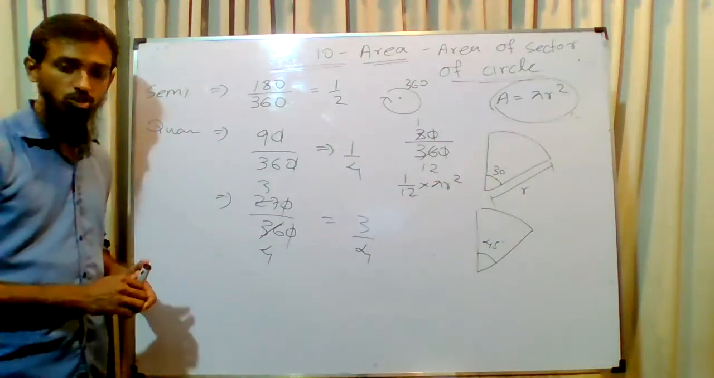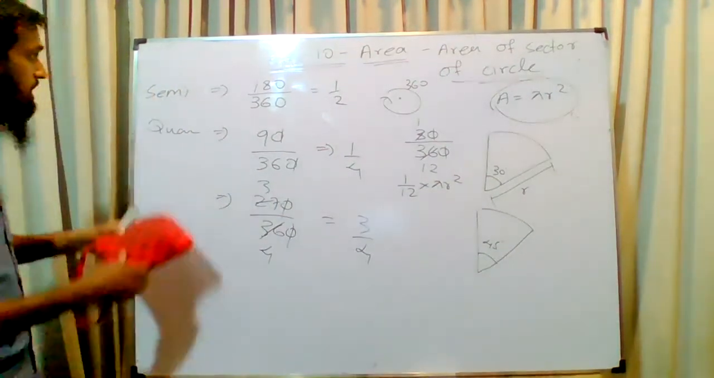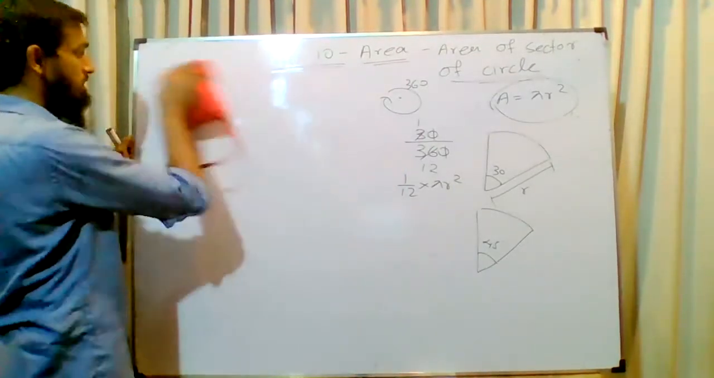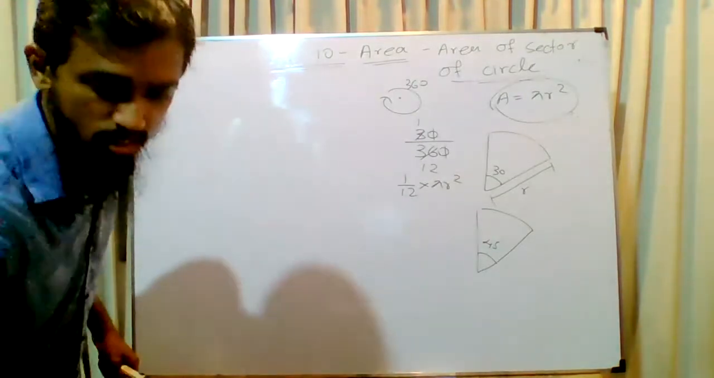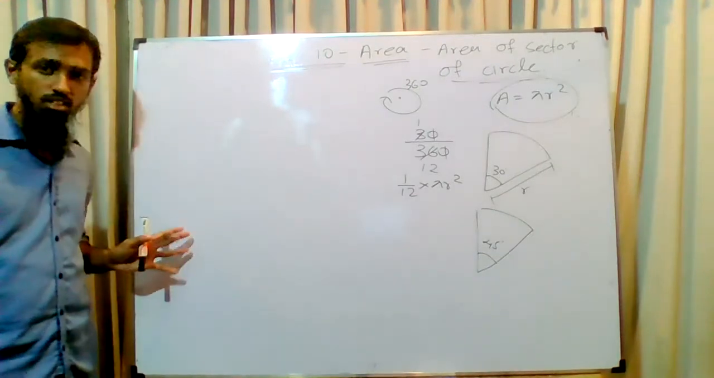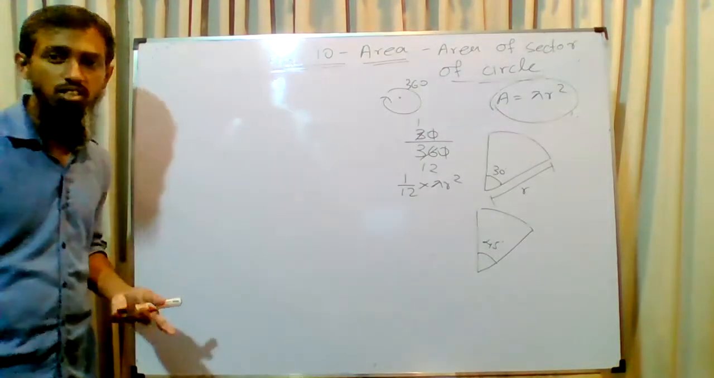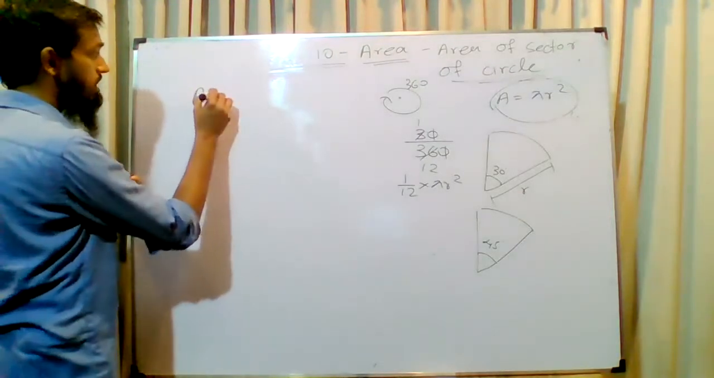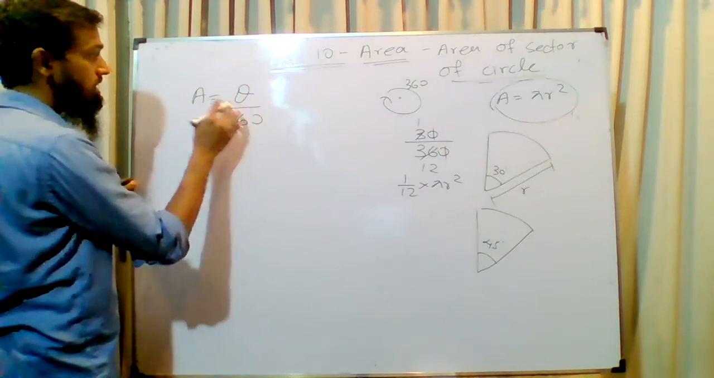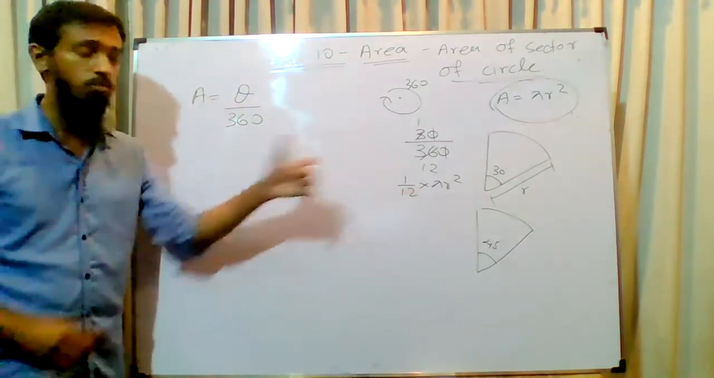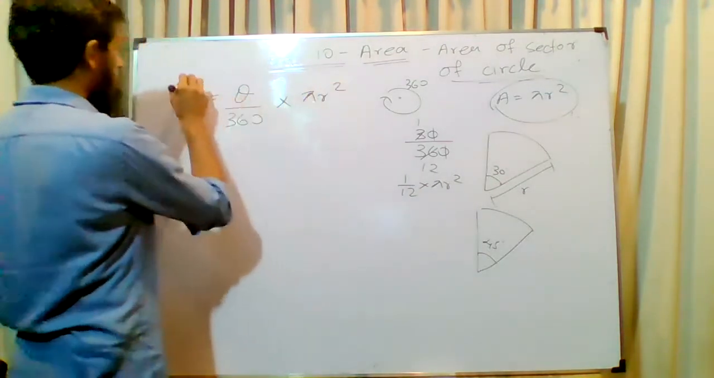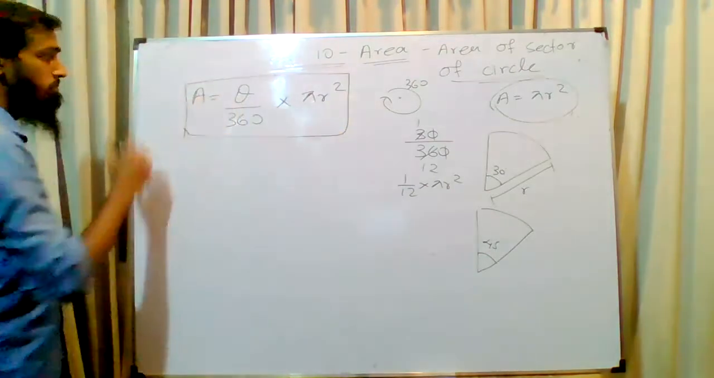Okay. So likewise, we can derive an equation for all of the sectors. All of the sectors means the primary three sectors we have discussed: semicircle, quarter circle, and the 3/4 circle. You can also use this equation. So area of a sector is given by the center angle theta over 360, where theta is the center angle of the given sector, into the area of the circle, pi r square.